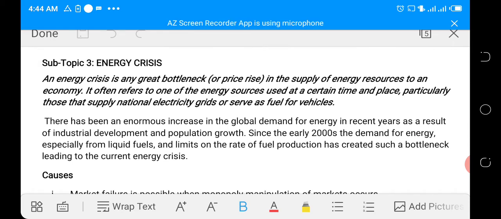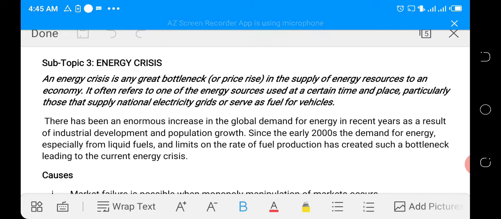Energy crisis. An energy crisis is any great bottleneck or price rise in the supply of energy resources to an economy. It often refers to one of the energy sources used at a certain time and place, particularly those that supply national electricity grids or serve as fuel for vehicles.